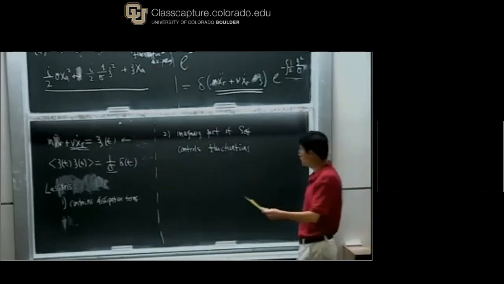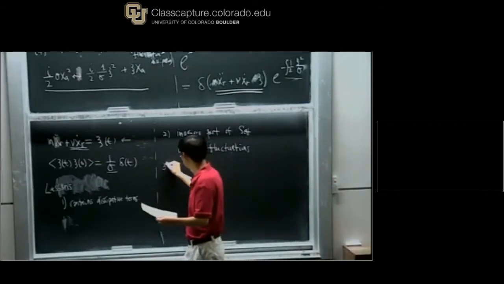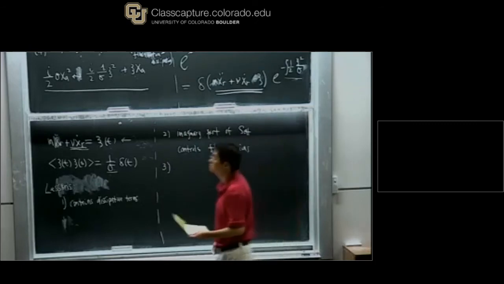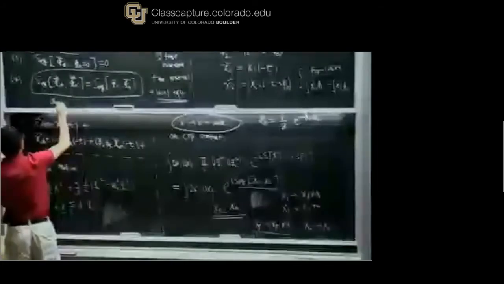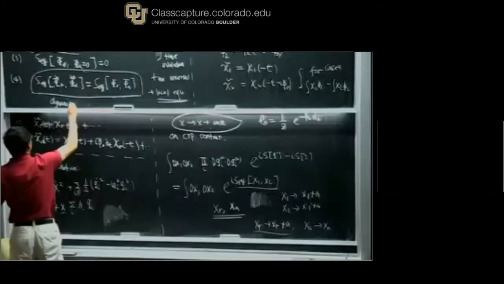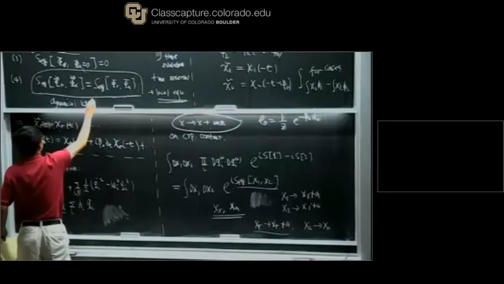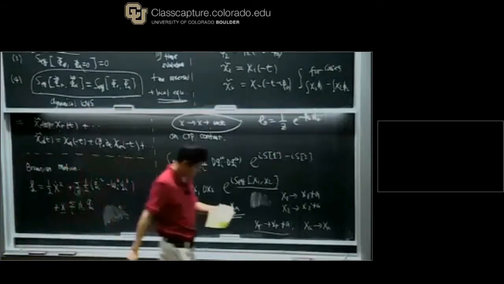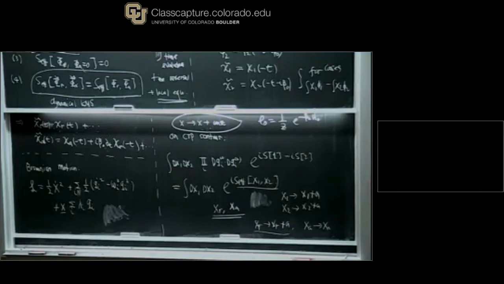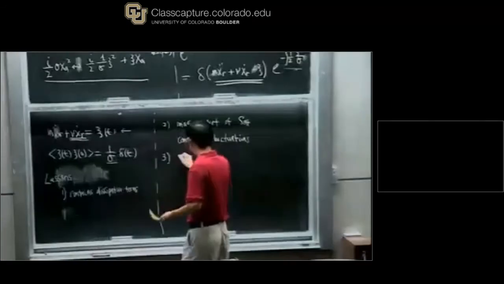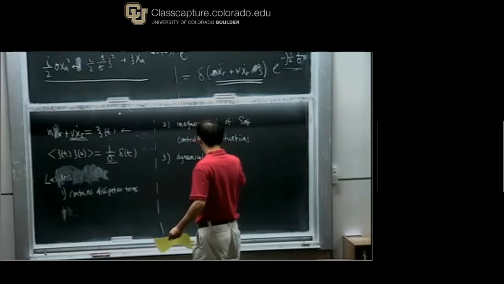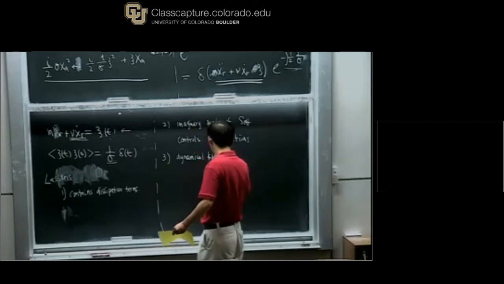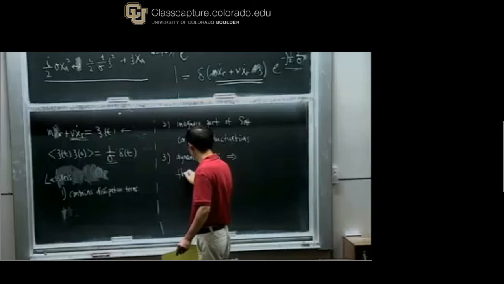And the third: let me give a name to this condition. We call it the dynamical KMS symmetry. This dynamical KMS symmetry leads to the standard fluctuation dissipation relation.